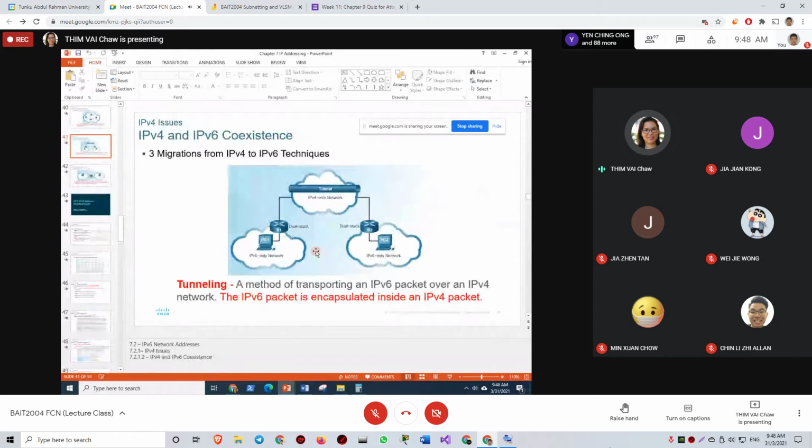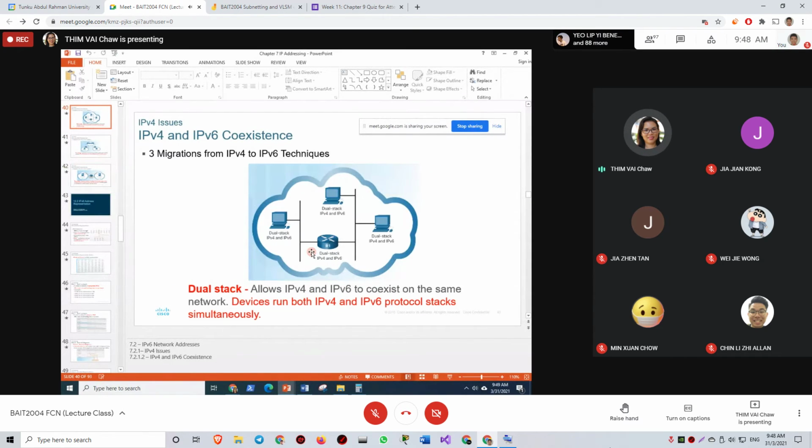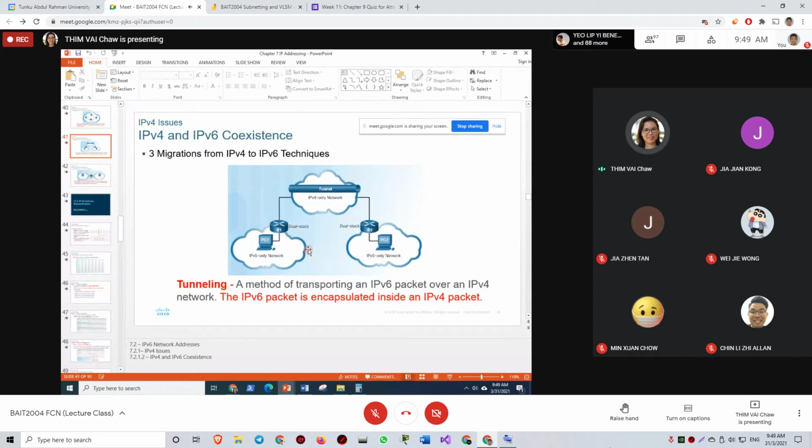Here, migration: tunneling. We have tunneling, we have translation, which I mentioned just now, then we have dual stack. So I missed out the tunneling. So these are the ways IPv4 and IPv6 can coexist together. Usually a question will ask this type of question.